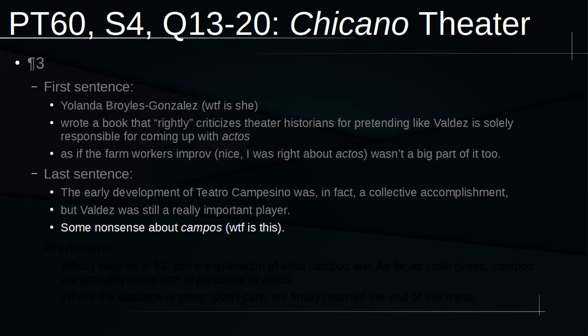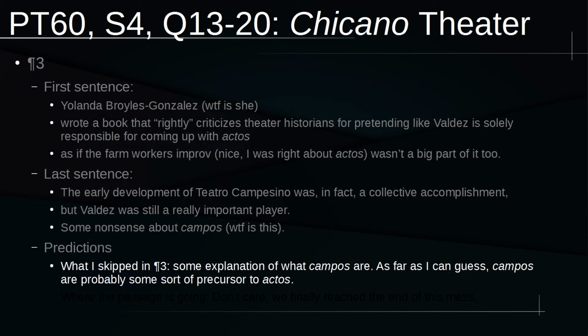This is something that I have heard nothing about in any of the other little bits of scraps of reading that I've done, no indication of it, but here we go, they drop another brand new term on us, Campos. So now for predictions. I'm going to start with predicting what I skipped in paragraph 3. I probably skipped some explanation of what Campos are. As far as I can guess from the way it's presented in the very end of the last sentence, Campos are probably some sort of precursor to octos, but I have no clue what else they are aside from that.